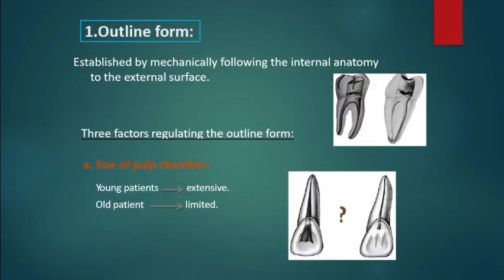We should consider all this when we are outlining the form of the cavity. For example, in molars we will have 3 or 4 canals. In premolars we will have 2 or 1 canal. Anterior teeth will mostly have 1 canal. So we have to consider all this when we are outlining the cavity.